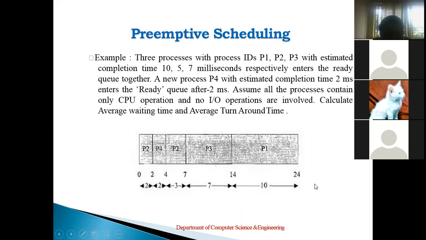Understood what is preemptive? Based on the shortest time, they are sorted, and whichever process enters, if its shortest time is less compared to the one which is running, that will be preempted, and then it will go on executing each process. Right? Any doubt on this, Vaishnavi?